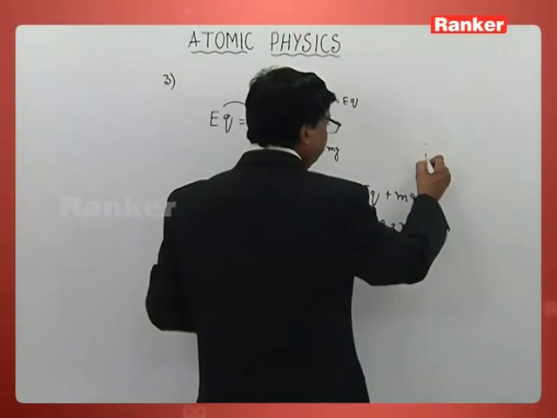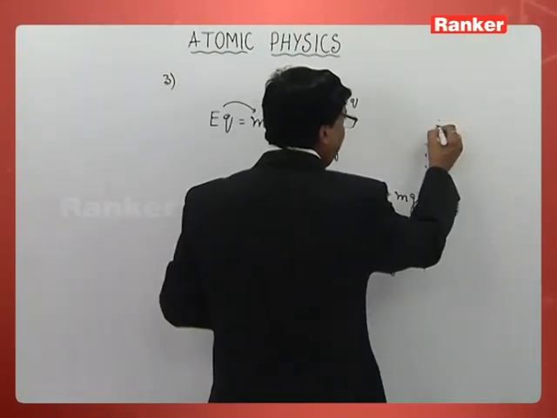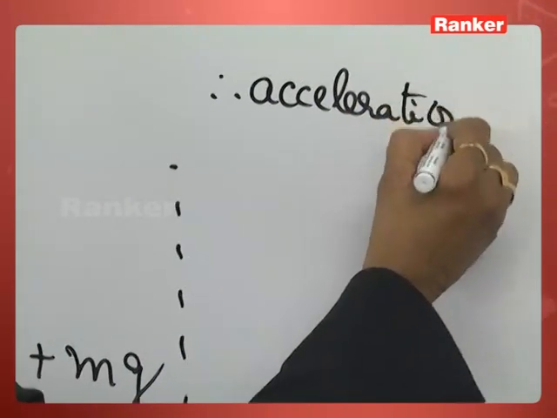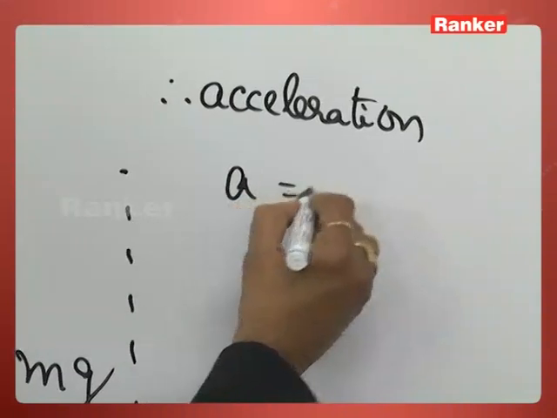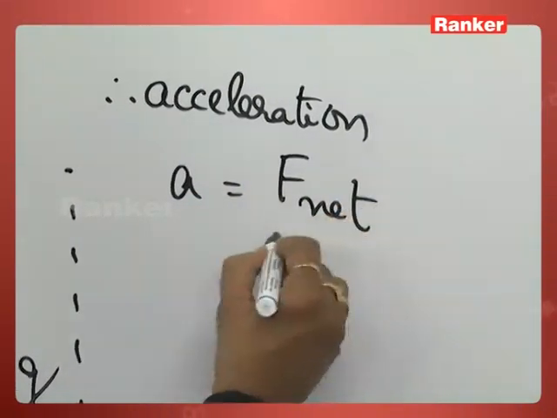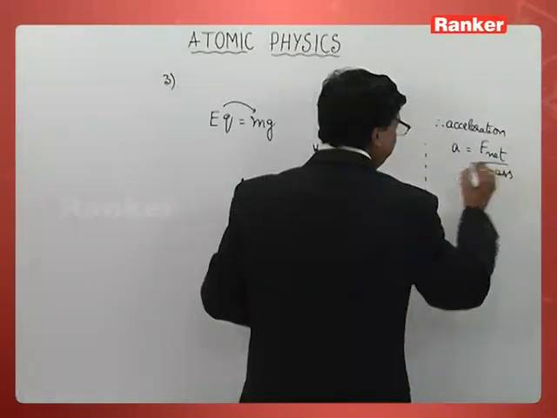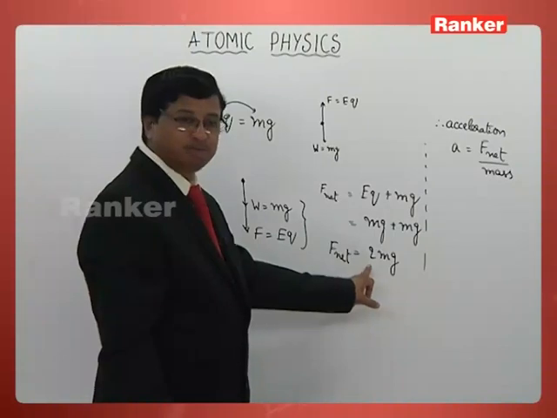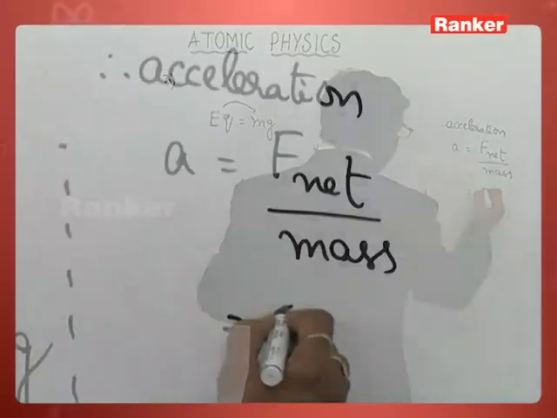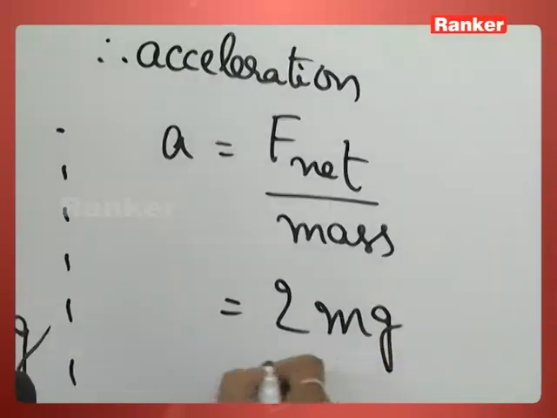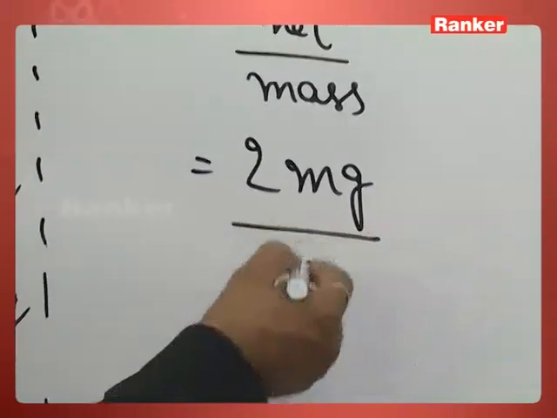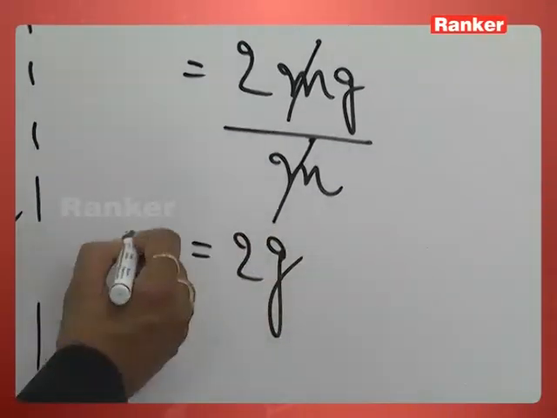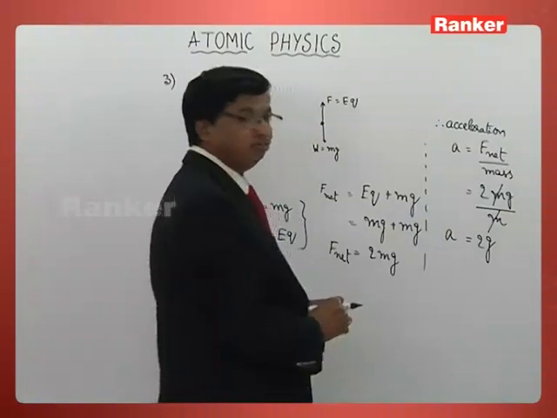Therefore, what is the question he is asking? What is the acceleration of the particle? You definitely can understand acceleration is net force divided by mass of the particle. What is the net force we have got? You know it. It is 2 mg. So I now can write this as 2 mg divided by the mass of the particle. If I take it as m, this m gets cancelled. I am left with 2g, that is equal to the acceleration.